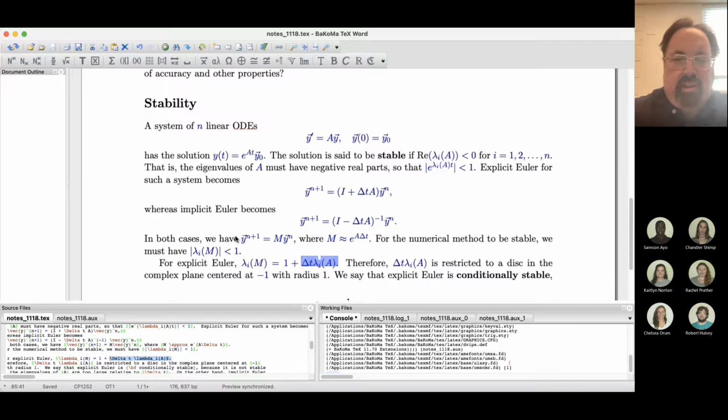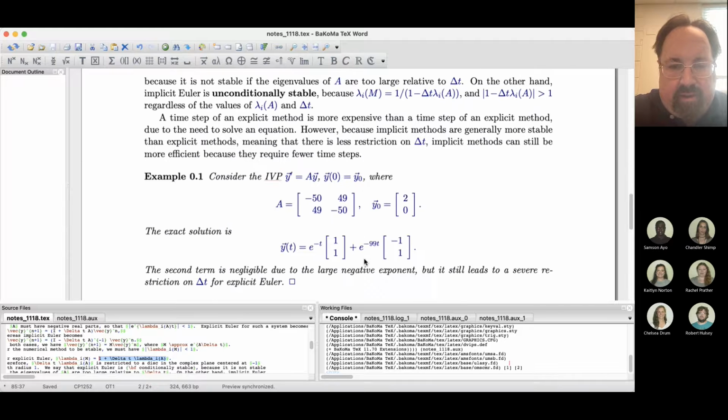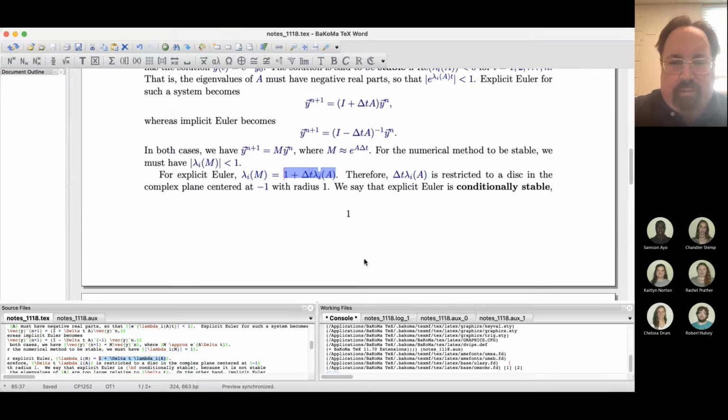So that's why we say that explicit Euler is conditionally stable, because you can't just choose any delta t you want. It has to be chosen small enough relative to the eigenvalues of A, so that this whole expression has absolute value less than 1. I will have an example of that shortly.